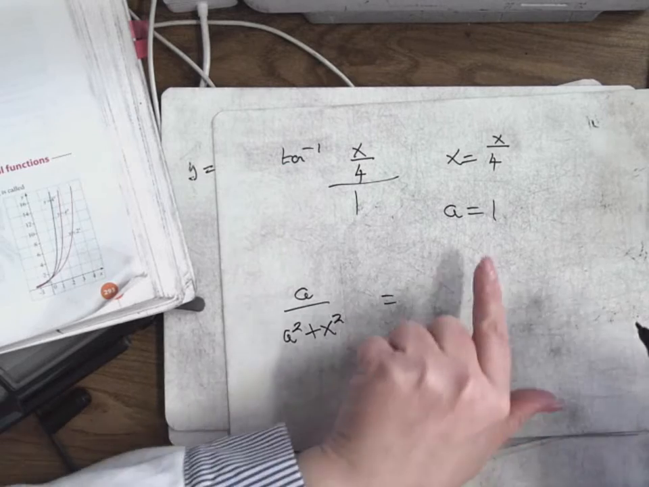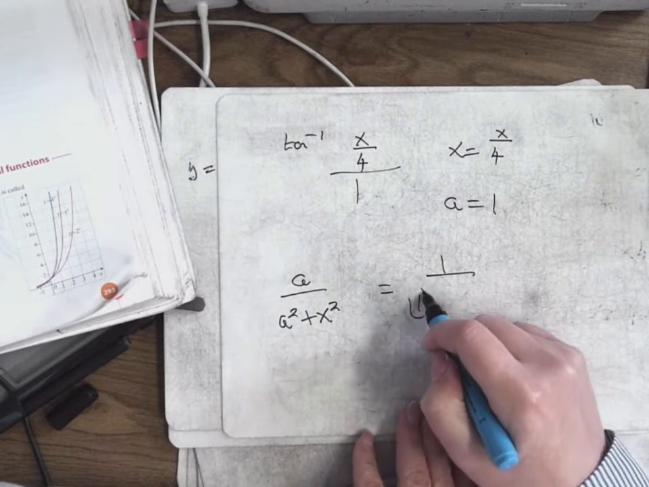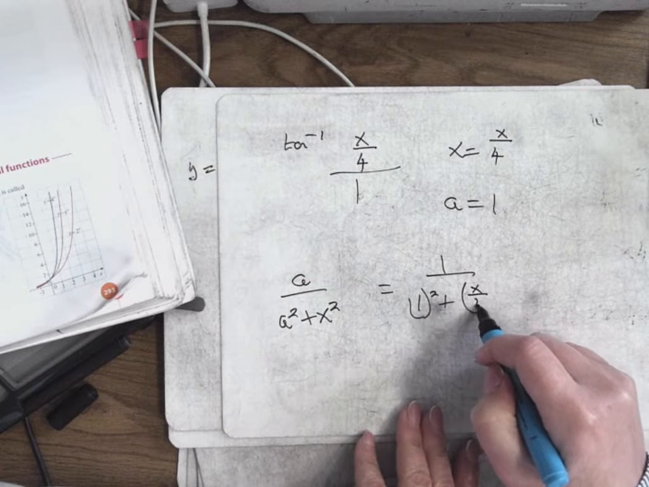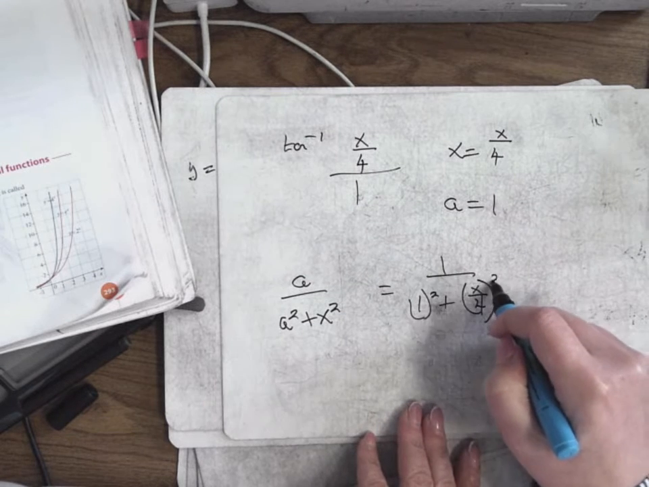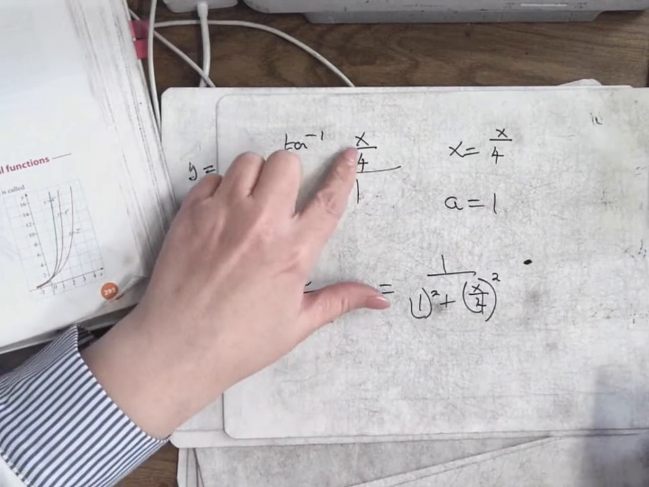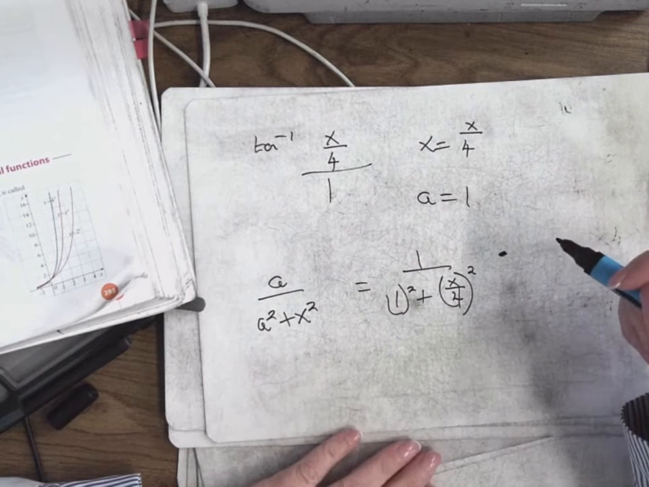Right? So everywhere I see an a, put in a 1. So it's 1 all over 1 squared plus x over 4 all squared. Now, and then you multiply it. Now you must differentiate the angle. So differentiate x over 4. What do you get?